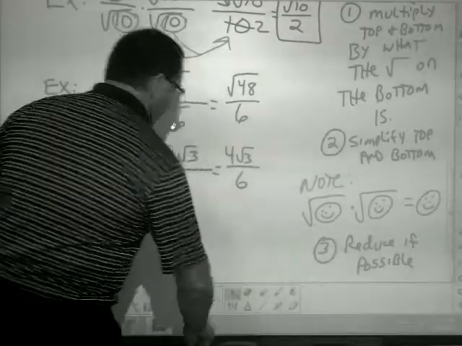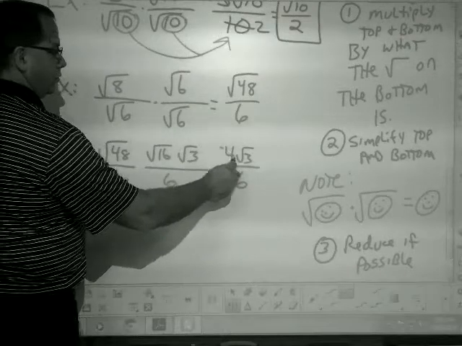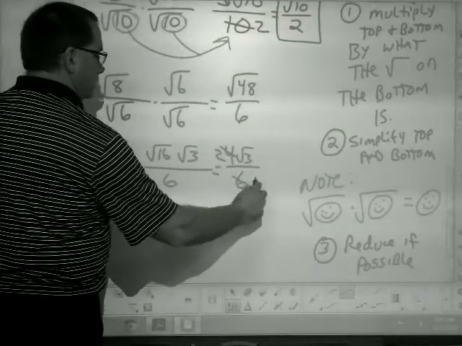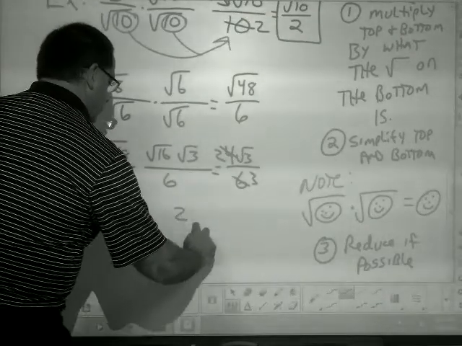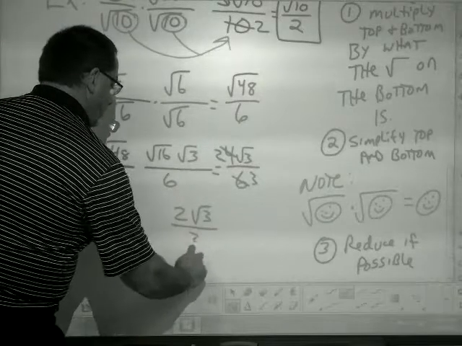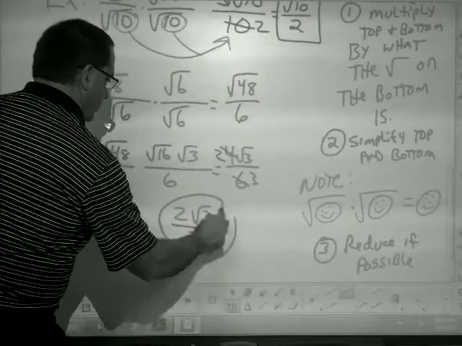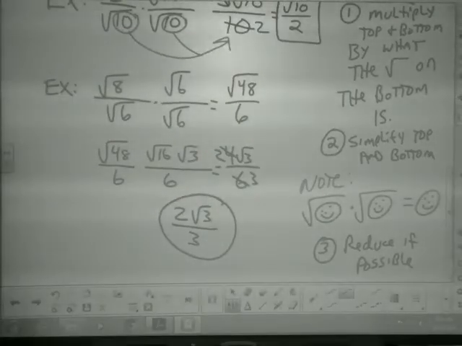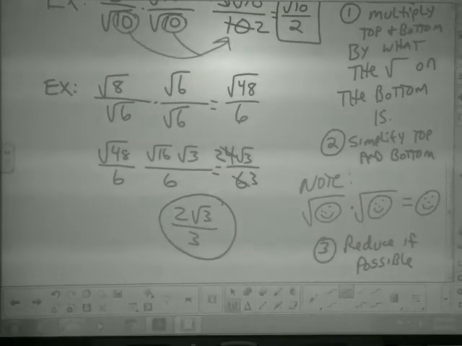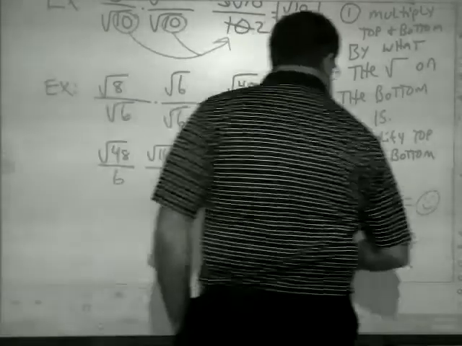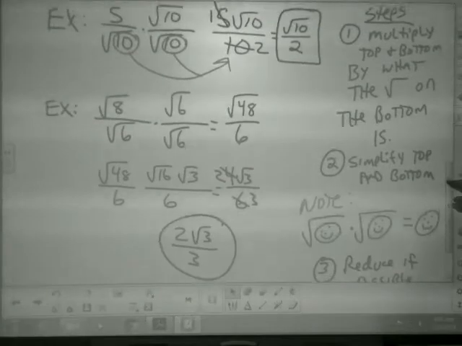And I notice now that the 4 and 6 are reducible. 2 goes into 4 twice, 2 goes into 6 3 times. So this becomes 2 square root of 3 over 3. And that is dividing with radicals.